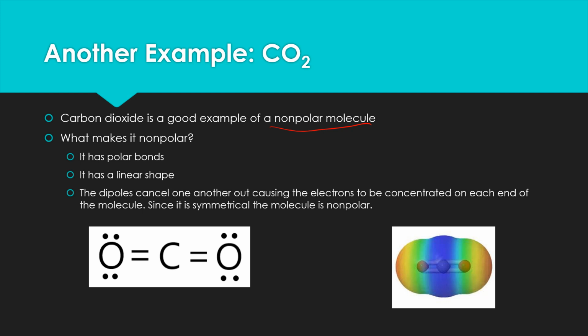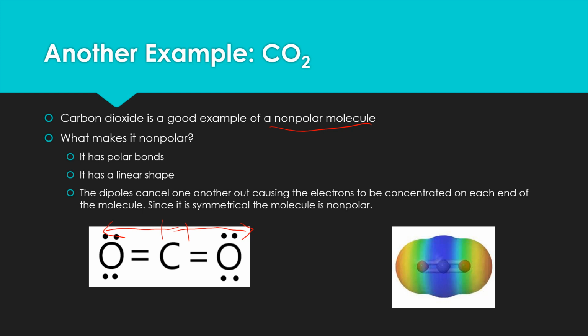So what makes it nonpolar? It does have polar bonds. We've got a bond between a carbon and an oxygen. Oxygen is more electronegative, so it will attract the electrons more than carbon. But I could draw an equal and opposite dipole towards the other oxygen. So even though it has polar bonds, it also has a linear shape.